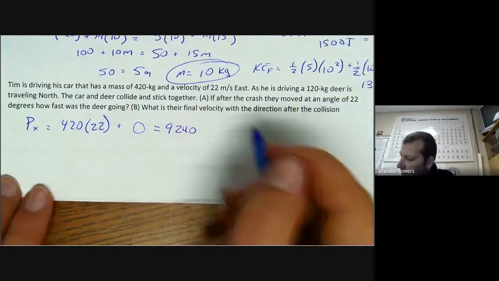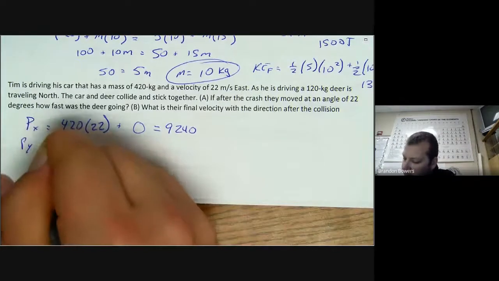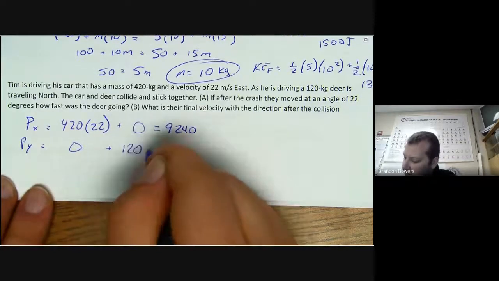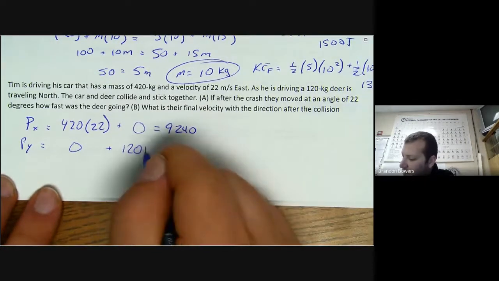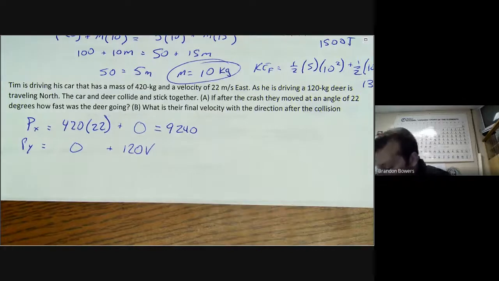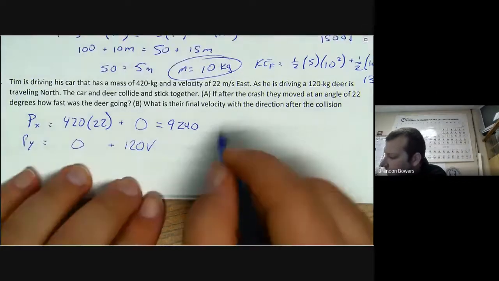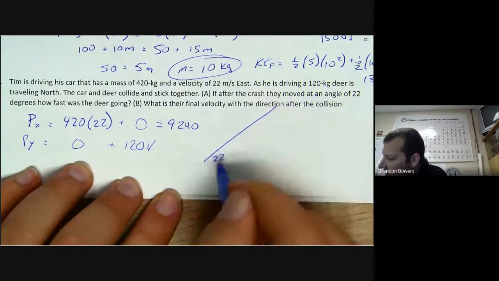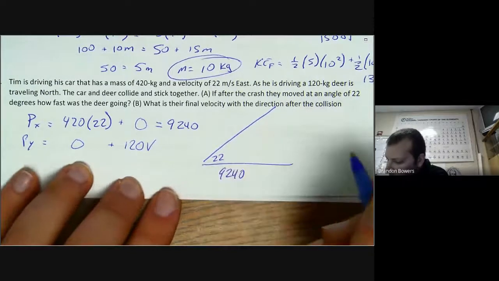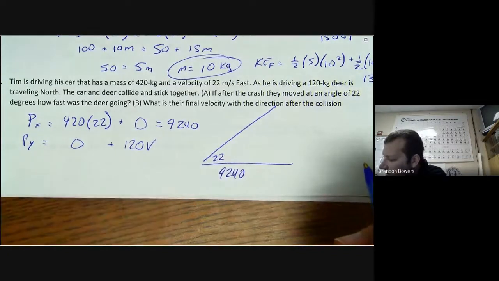So what that is going to equal is 9,240. Okay, so look at him in the y. He's not traveling in y. However, the deer has a mass of 120 times v. The question says, if after they crash they moved at an angle of 22 degrees, I'm going to draw a triangle, 22 degree angle. In my x direction is 9,240. How fast was the deer going?